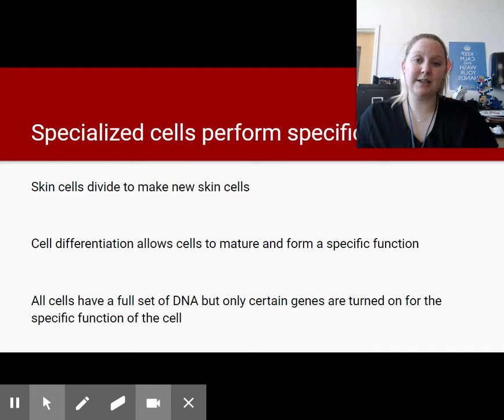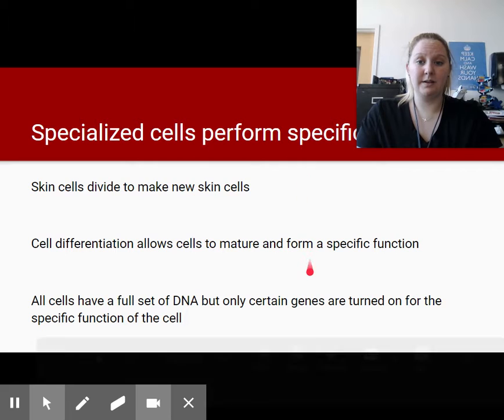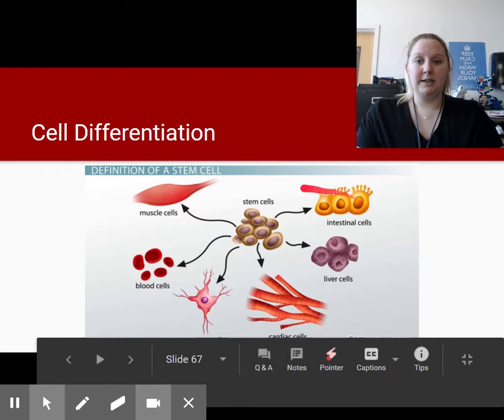It allows different cells to mature into a specific form and function to do a specific job. All cells have a complete set of DNA, but when a cell becomes differentiated, it only turns on the DNA that it needs to be that specific type of cell. Differentiation starts with stem cells.